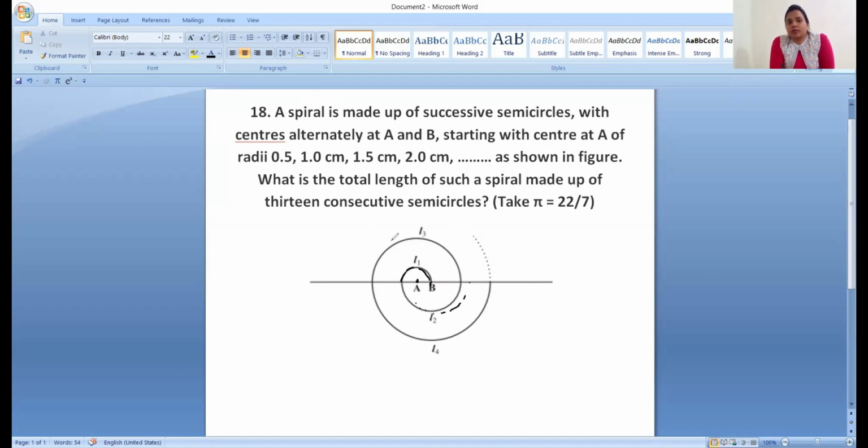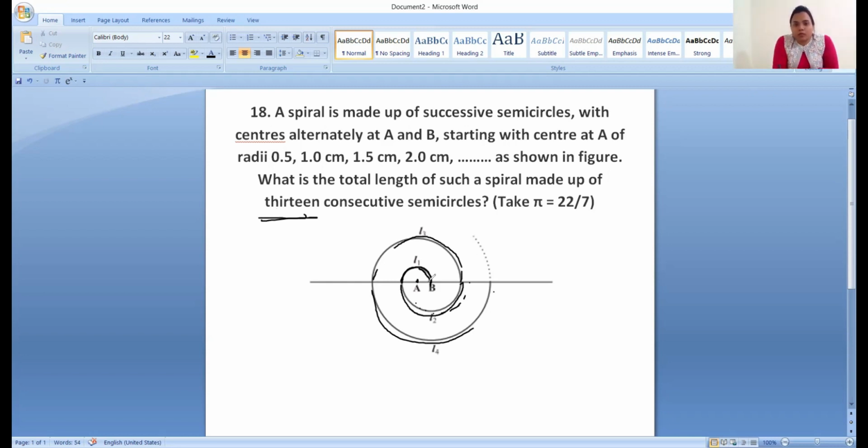And the radius for the first one is 0.5. For the second, the radius is 1 centimeter. The third radius is 1.5 and it will go on like that. And it is forming a spiral. See, this is the first semicircle, second, third, fourth, going on till 13 consecutive semicircles. We have to find the total length.